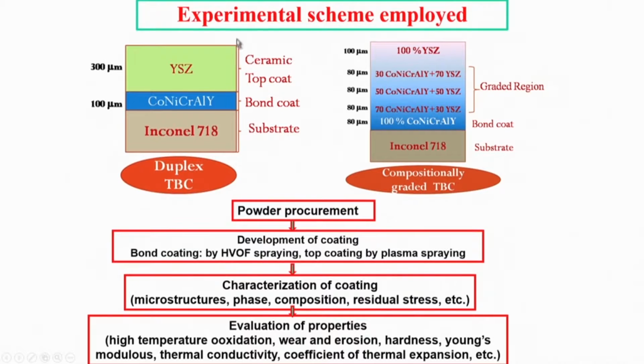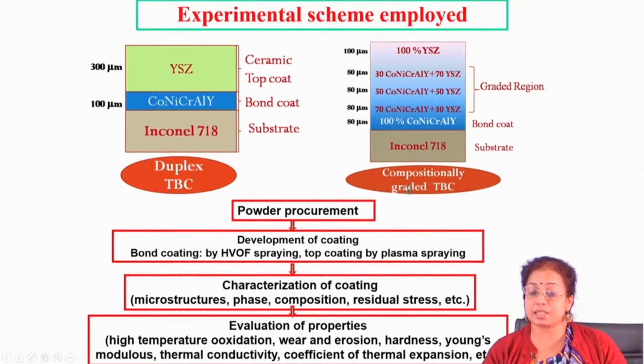Basically, instead of having the monolithic coating, we had a graded coating, where 100% CoNiCrAlY, then 70% CoNiCrAlY plus 30%, then 50, 50, and we developed 4 layers. Each layer has a thickness of 80 micron. The bond coat thickness was around 80 micron, and the total top coat thickness was around 340 to 350 micron. Each layer had a similar thickness.